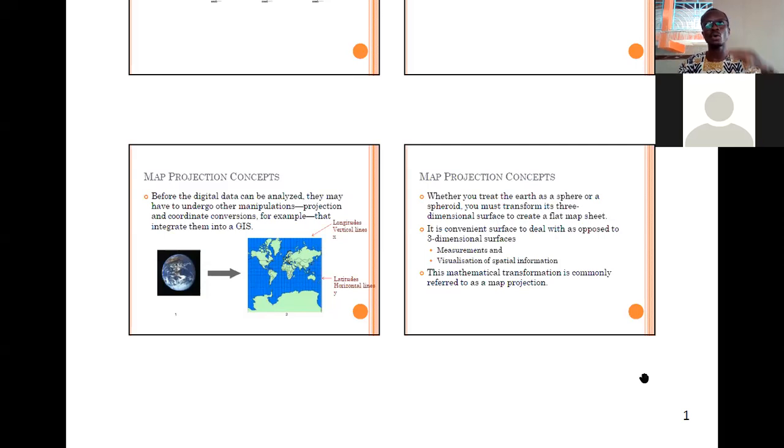What it means is that at the poles, the North Pole and the South Pole of the Earth, there is a flattening that happens there. So there's a need for us to understand these concepts. The globe is a convenient surface to deal with when you look at the Earth.